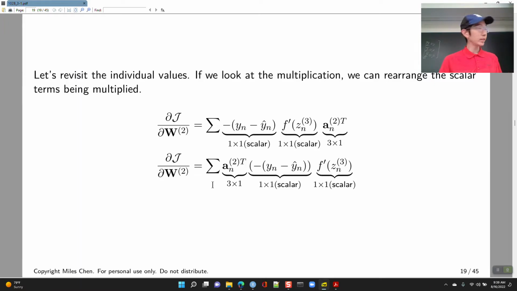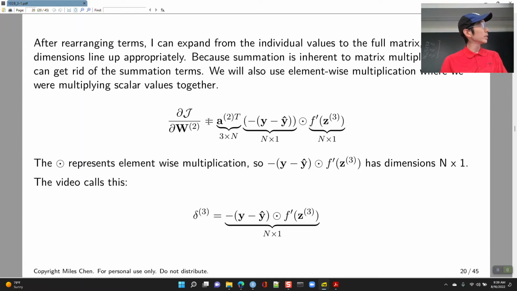And now, look at this. I can drop the subscripts and expand them. So this is going to be a 3 by n, and this is going to become n by 1. Here I'm going to multiply this by n by 1, so we'll do element-wise multiplication. This is a 3 by n, and this is an n by 1. And now we can multiply this.